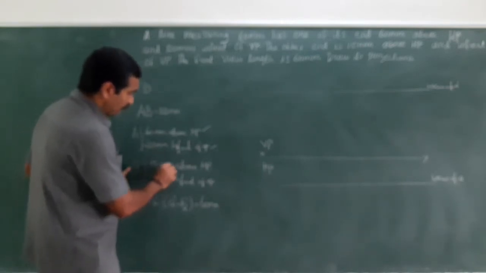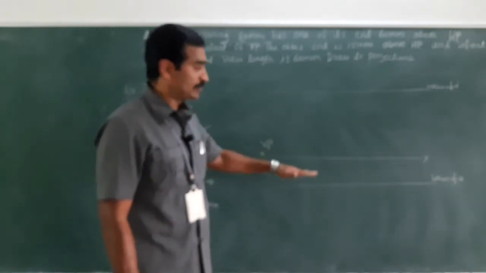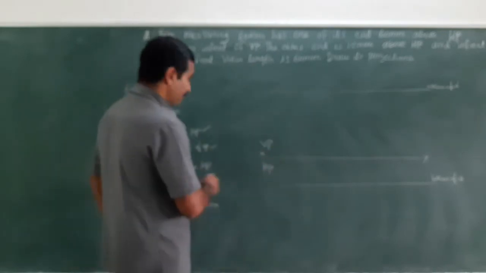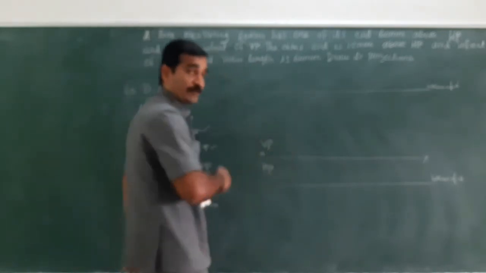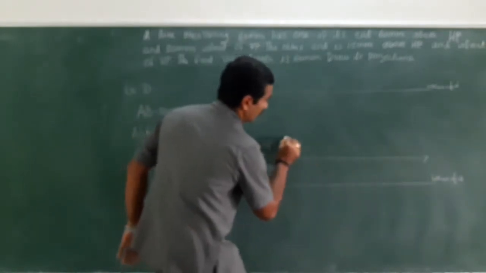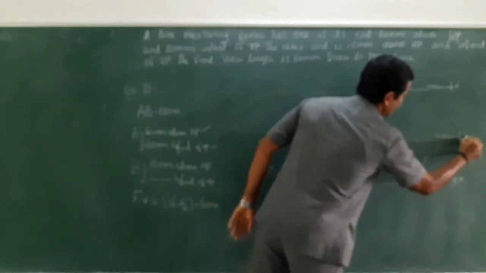Let me move to the next locus information, that is B. What does it say? 15 mm above HP. If it is above HP, then it will come above the XY line, that is in VP. Take 15 mm from the reference line, mark it and draw a parallel line to XY. This is nothing but the locus of B dash.